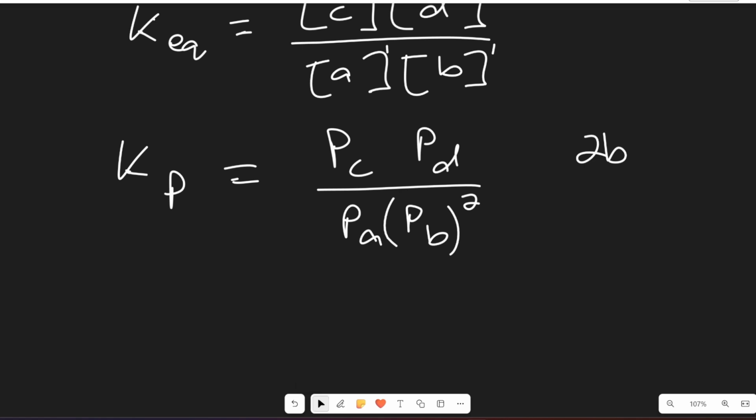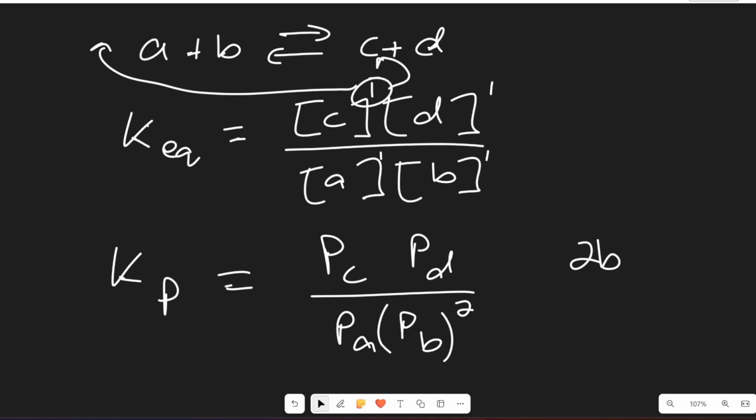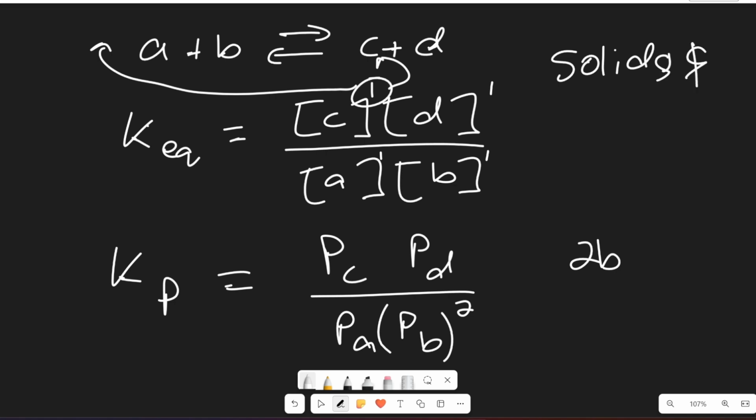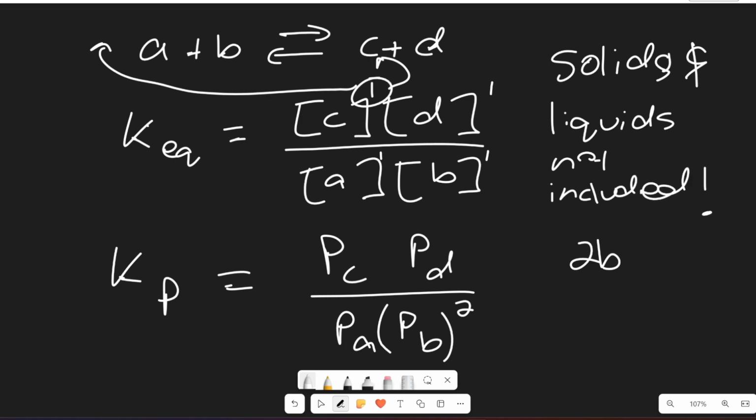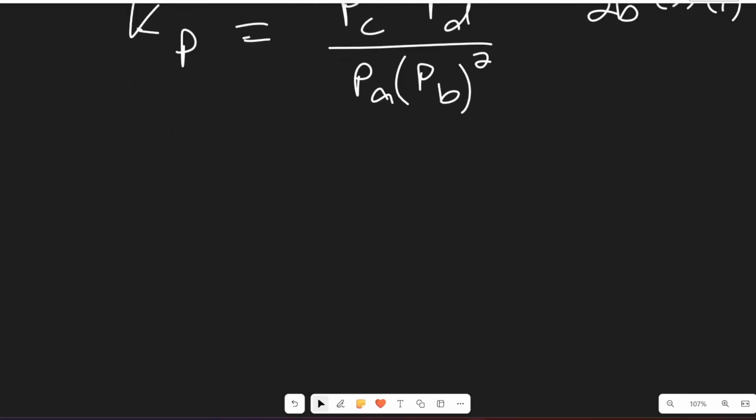And then one really important thing to remember about these is that pure solids and liquids are not included. That's very important to note, that you shouldn't be including anything that's denoted with an S or an L in your equilibrium expression, because those don't contribute to equilibrium like aqueous solutions and gases do.